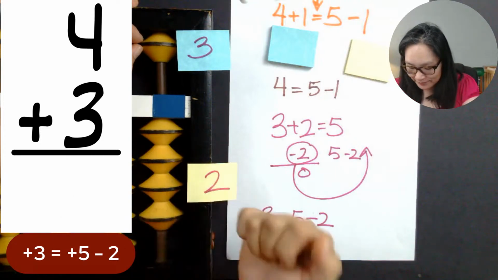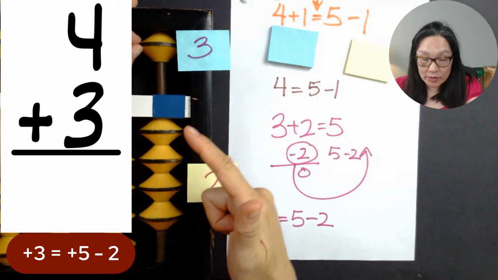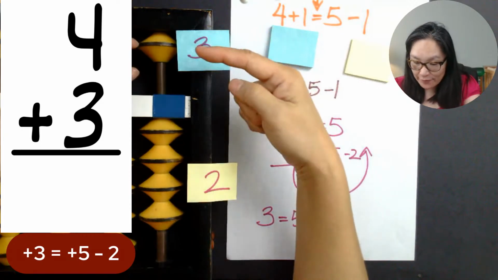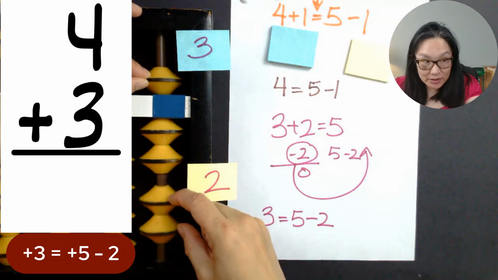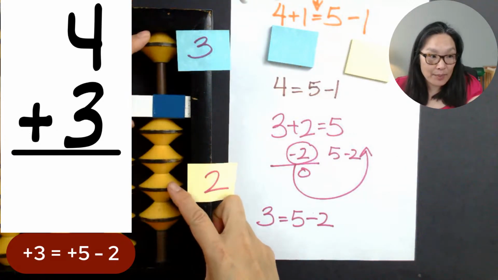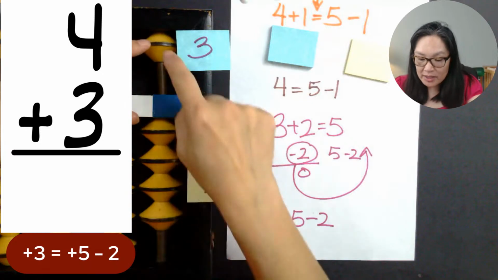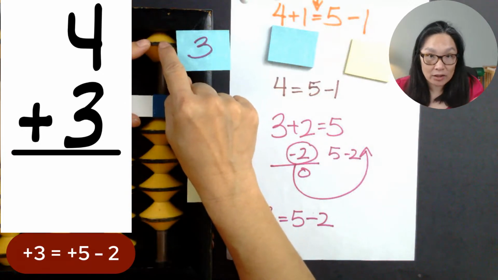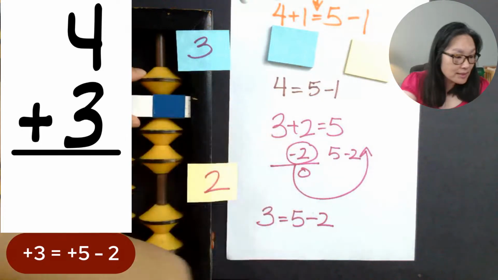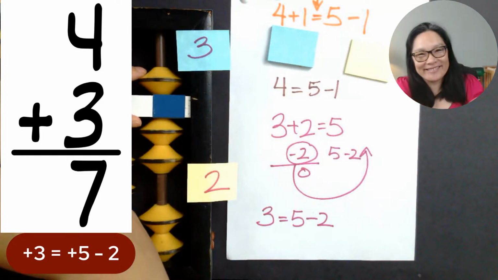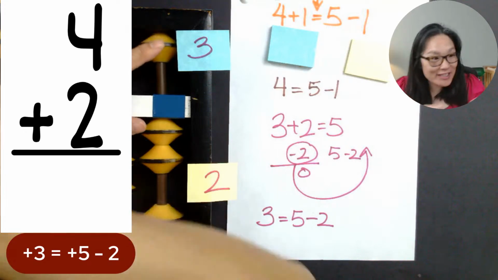So we have 4. We want to add 3. There's not enough beads to add the 3. So what do we do? Well, we need to plus the 5 minus 2. Like that. Do you see the pattern? Plus the 5 minus 2. This is how we add 3. Because we know that there's a 3 in here. So we have to plus the 5 minus 2. And our answer is 7. Oh, good. It worked.